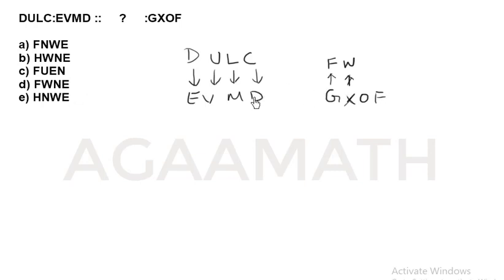So without checking the remaining, you can save time in competitive examinations. We can say that F, W and E is the right answer for this. Let us see one more question.